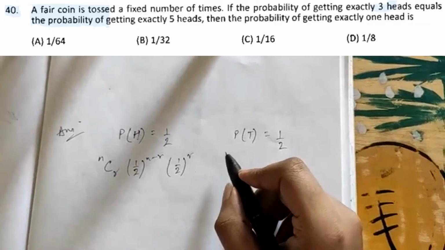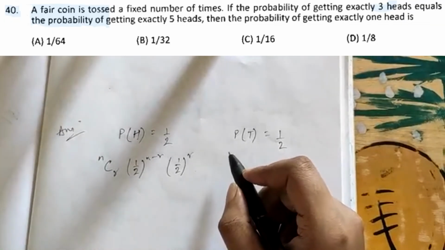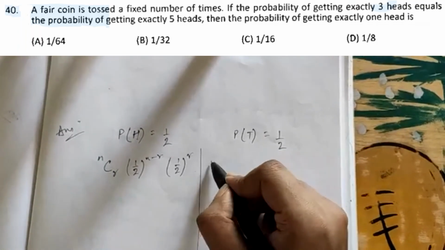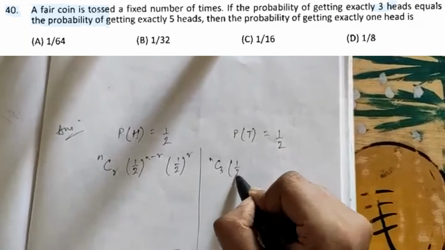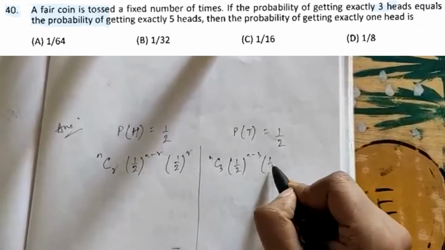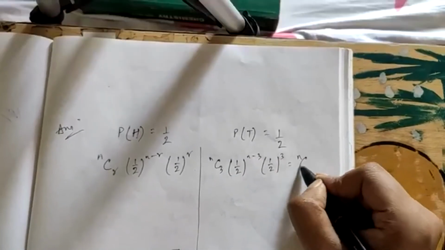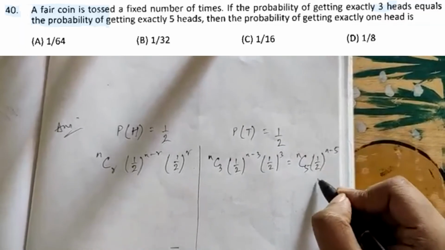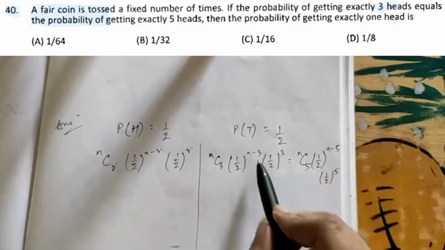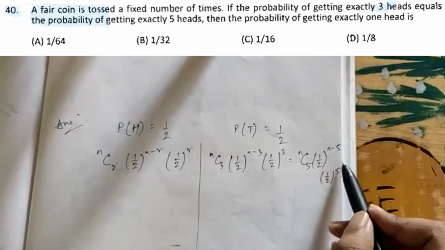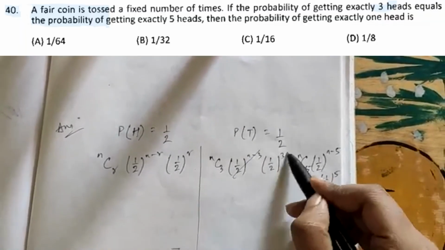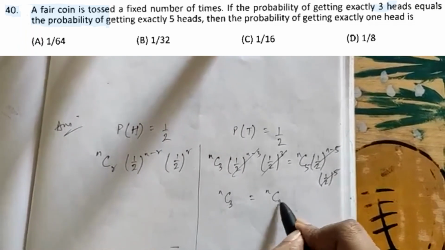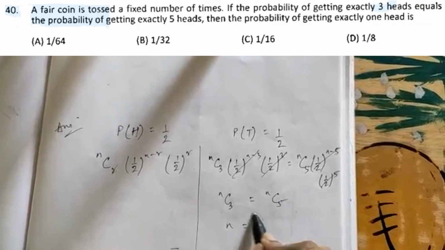So it has been said the probability of getting exactly 3 heads equals the probability of getting exactly 5 heads. That means in place of r you have to put 3 and 5. So nC3 into half to the power n minus 3 into half to the power 3 is equal to nC5 into half to the power n minus 5 into half to the power 5. So n minus 3 plus 3 is n, and n minus 5 plus 5 is also n. So these half terms will all cut out, and you will be left with nC3 is equal to nC5. From here you will get n is equal to 8.